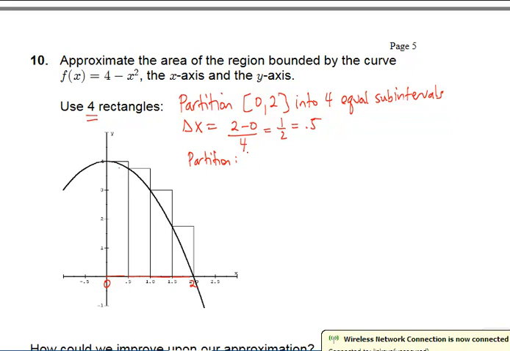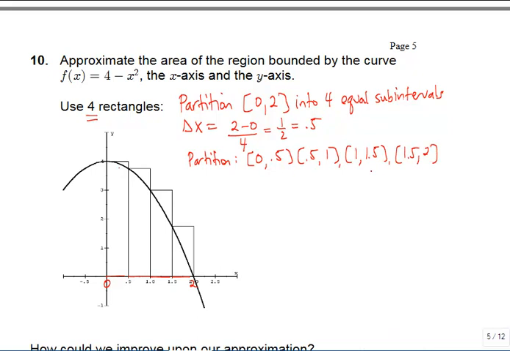Now this is what the partition would look like. These are the subintervals. The first rectangle is going to go from 0 up to 0.5, and then the next one's going to go from 0.5 up to 1, and then the next one's going to pick up at 1 and go to 1.5, and then the last one's going to pick up at 1.5 and go to 2. So there is what we call our partition. We get 4 of them because we wanted 4 rectangles.